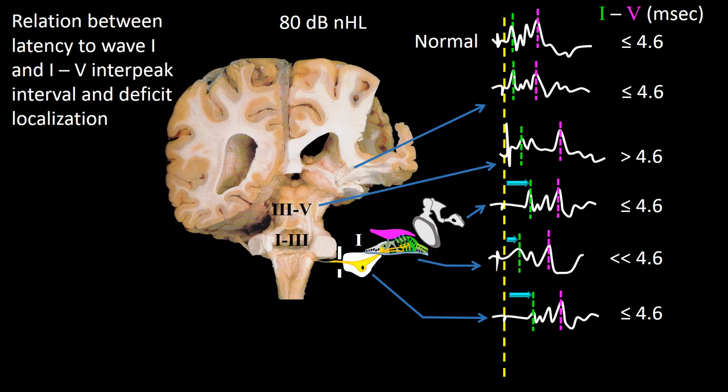In the presence of cochlear deficit, implying basilar membrane pathology, latency to wave 1 will be increased, but the latency between 1 and 5, that is the interpeak latency, will be decreased. In cases of intraosseous cranial nerve 8 injury, latency to 1 will be increased, and often 1 to 5 interpeak latency or interval will be normal. In the presence of inferior pons or intracranial nerve 8 pathology, the latency to wave 1 is usually increased, and so is the 1 to 5 interpeak latency.